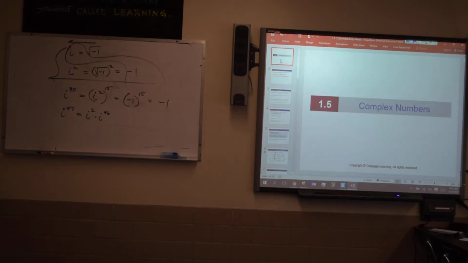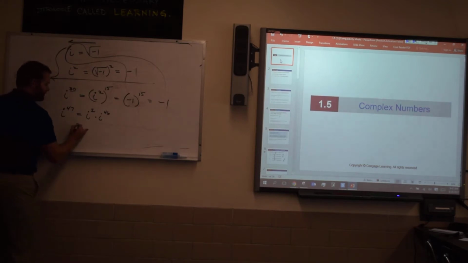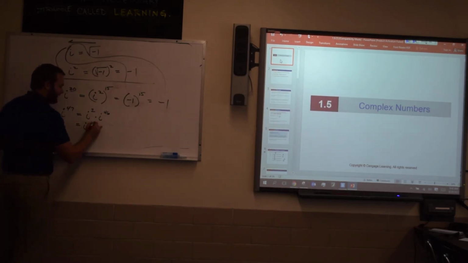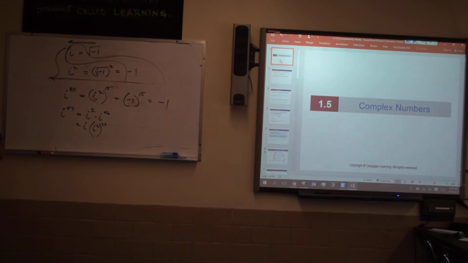That makes sense to everybody? Now, i to the 1st is just going to be i. But i to the 46th, can I rewrite that as i squared to the 23rd? That makes sense? 2 times 23 gives me 46, right? Okay? So basically, if I get an odd exponent here, I just break it down so that I have i to the 1st times an even exponent.